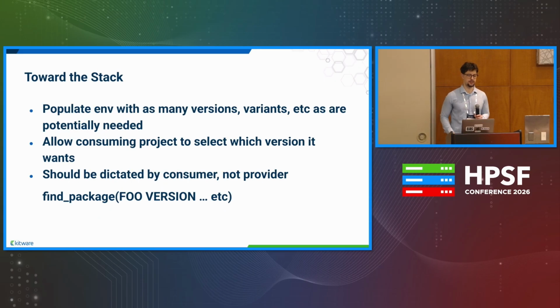Like I said, populate the environment with as many versions, variants, etc. as are potentially needed. Allow the consuming project to select it. It should be dictated by the consumer, not the provider. Let CMake do its find package calls. Let you kind of constrain what's available in the environment.